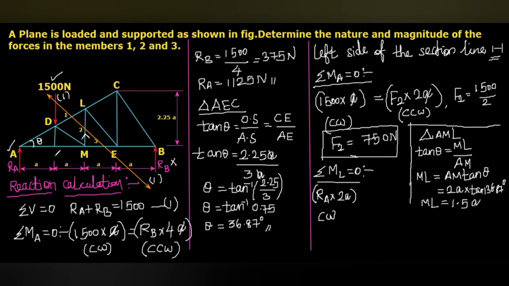Okay, this 1500 multiplied with a from the point L, 1500, because this distance, that is a perpendicular distance, 1500 multiplied by a. This will be in counterclockwise. Thus, I put this side. That is 1500 multiplied with a. This one is in counterclockwise direction.